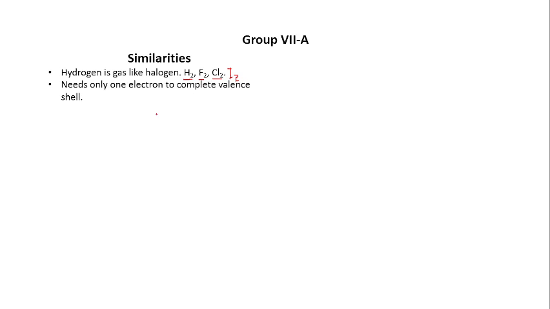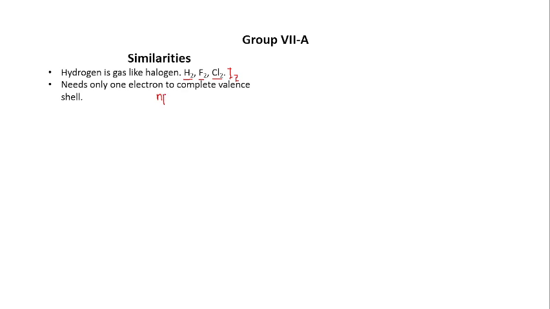The first property: hydrogen is a gas like the halogens. Hydrogen, dear student, is a gas. It exists in the form of diatomic molecules, likewise H2, F2, Cl2. All these gases, fluorine, chlorine, bromine and the other halogens, exist in the form of diatomic gases, and hydrogen also exists in this form. So we can say that this is the first similarity between group number 7A elements and hydrogen.